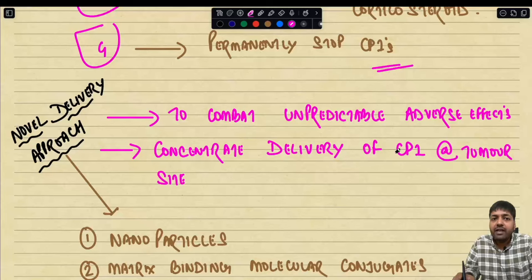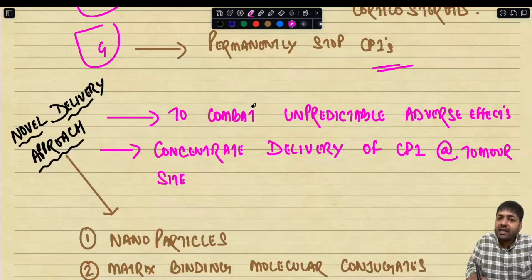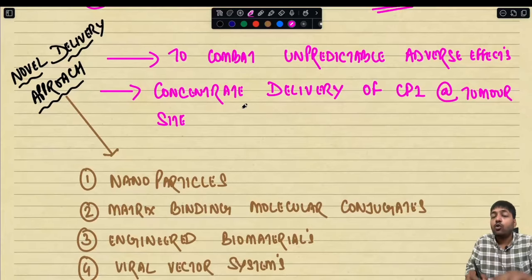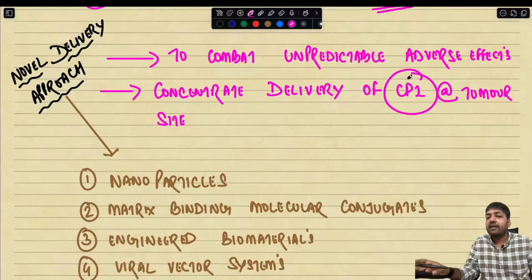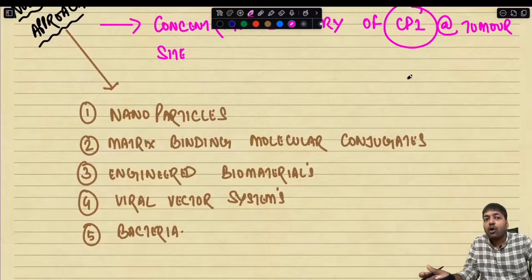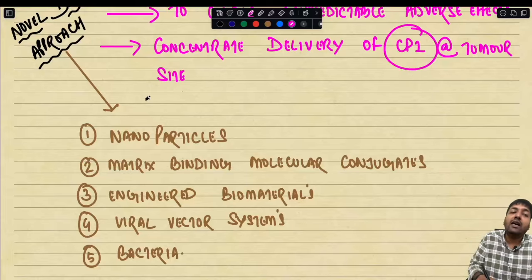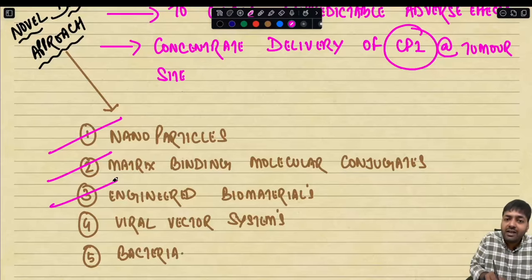Now, novel delivery approach, what is that? It is a type of delivery approach to combat the unpredictable adverse effects and to concentrate the delivery of checkpoint inhibitor only at the tumor site, so that unwanted adverse effects are not there in other organs. So what are some of the novel ways that you can deliver these checkpoint inhibitors? In the form of nanoparticles, matrix binding molecular conjugates, engineered biomaterials, viral vector systems, and bacteria.